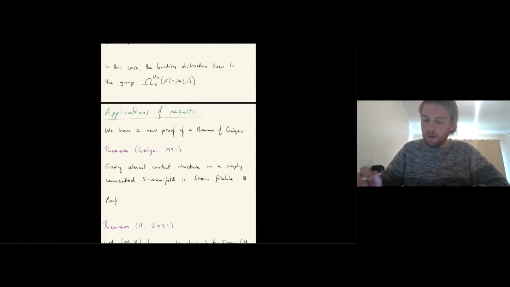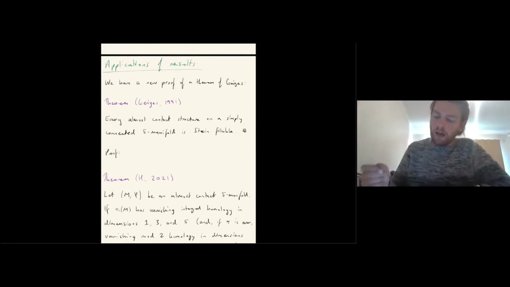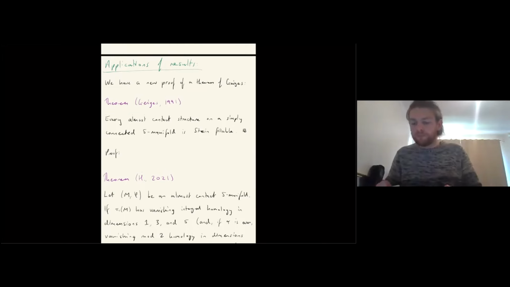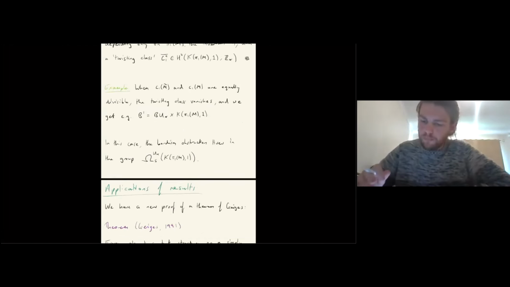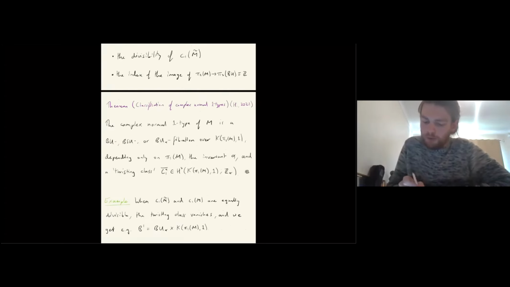Okay, what's our takeaway? The first thing we can say is that we have a new proof of the theorem of Gygas, that every almost contact structure on a simply connected 5 manifold is Stein fillable. The reason for that is, as we said, the complex normal 1 type of your manifold is precisely a BU, BSU, or BU alpha fibration over this K pi 1. But if you're simply connected, then this pi 1 vanishes, and so this is just a contractible space. And so this fibration ends up just being BU, BSU, or BU alpha itself.